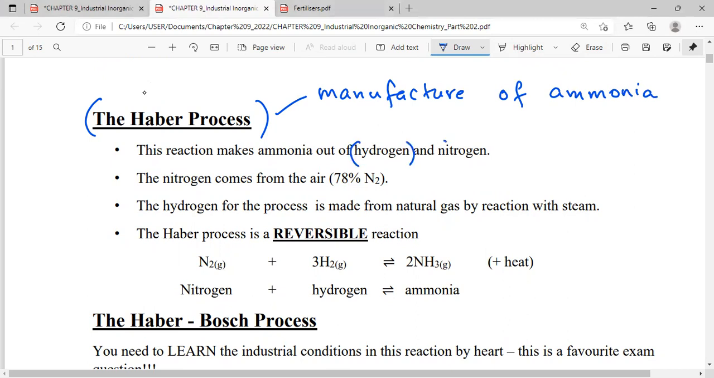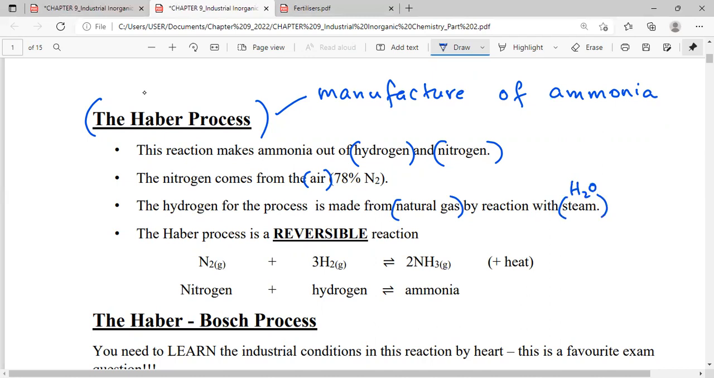One is hydrogen and the other one is nitrogen. And where does this nitrogen come from? It comes from the air. So the people who run this industry get one of their raw materials free of charge. So the nitrogen comes from the air. Air has got a lot of nitrogen. 78% of air is nitrogen. Where does the hydrogen come from? Hydrogen comes from natural gas that is reacted with steam. So steam is H2O, water, in the gaseous form.